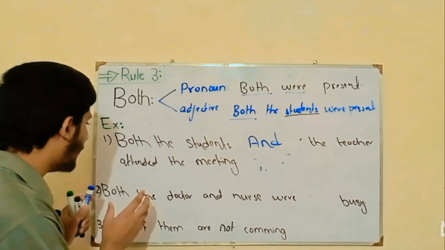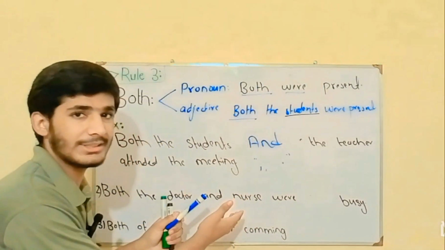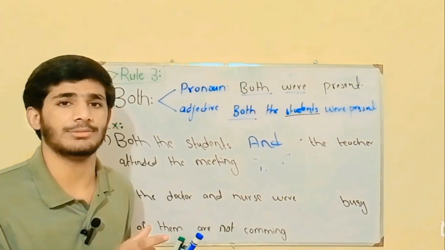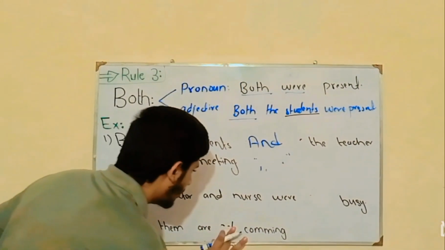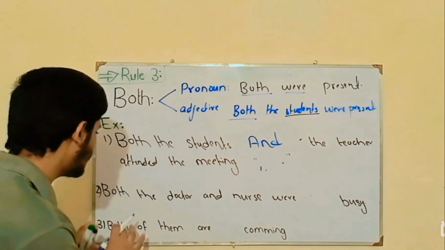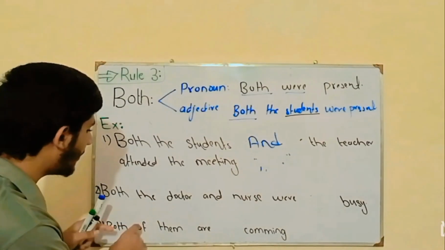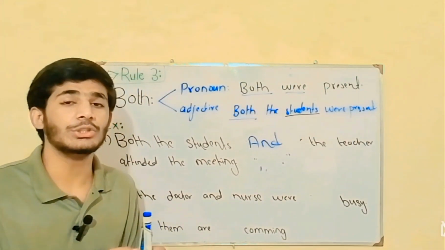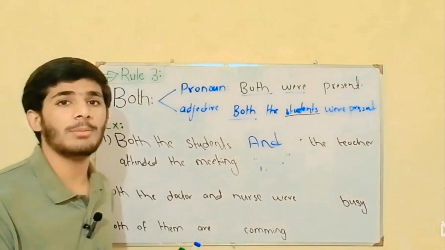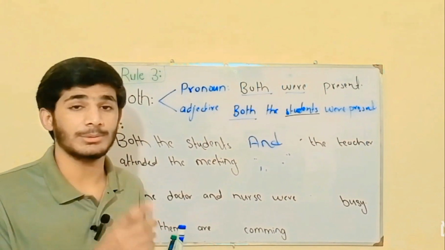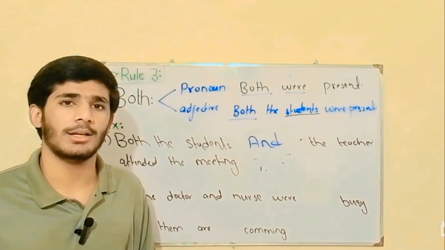In the same way, both of them are not coming. As I told you, in this sentence both is not used for negative sentences, it is just used for positive sentences. So not is removed, and now the sentence is correct: both of them are coming. And if we want to make this sentence negative, we can use neither instead of both. So this sentence will be: neither of them is coming. Now this sentence gives a negative sense and it's correct grammatically as well.